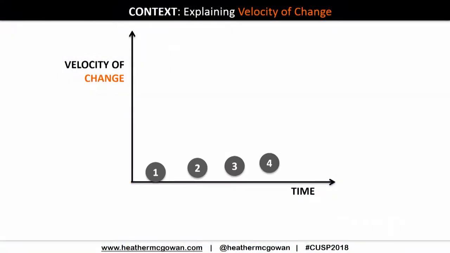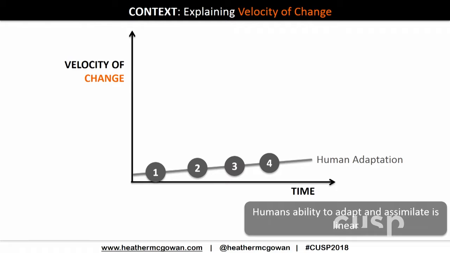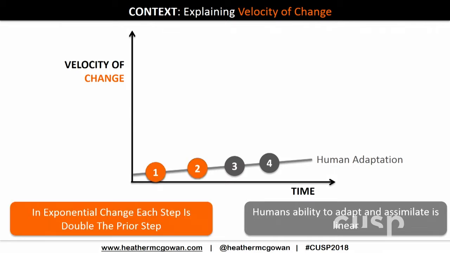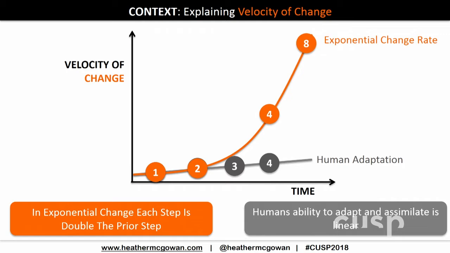What does that mean to the individual? So if we look at the velocity of change, humans have the ability to adapt to linear change. Linear change is 1, 2, 3, 4 steps that are equally distant apart. What we're going through is exponential change, where every step is double the prior step. And where we are in the process is we're starting to be at that point where between 2 becomes 4 or 4 becomes 8. And that's the stress we're starting to feel.